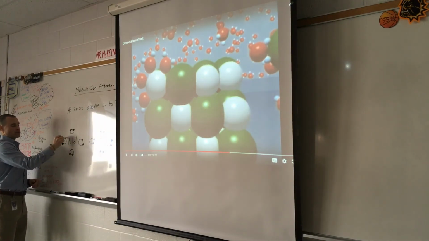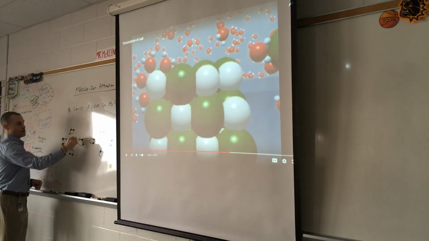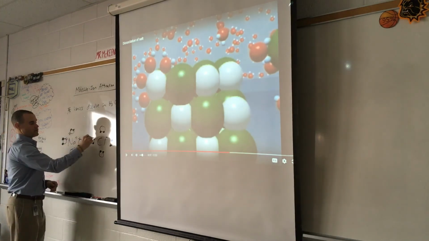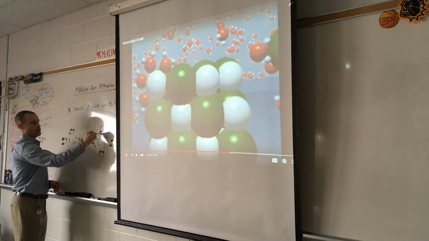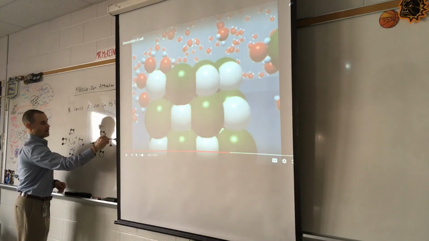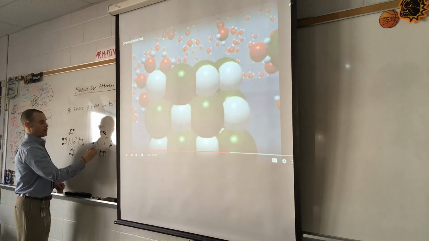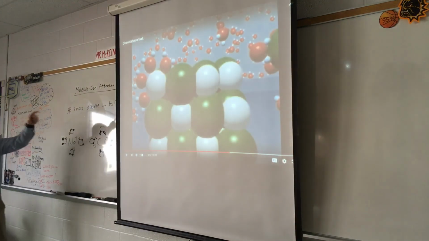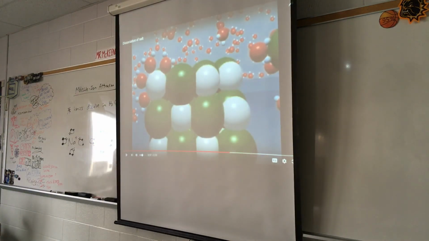Just label your partial charges here. Oxygen is partially negative, and then the hydrogens are partially positive. Label those weird little squiggles. And that's why water does what it does. That's why it surrounds Cl and Na the way it does. Those opposite charges are attracted to each other. All right, that's called molecule ion attraction.